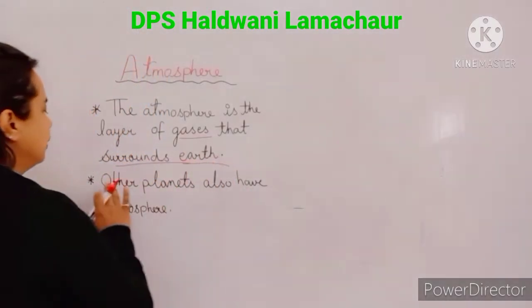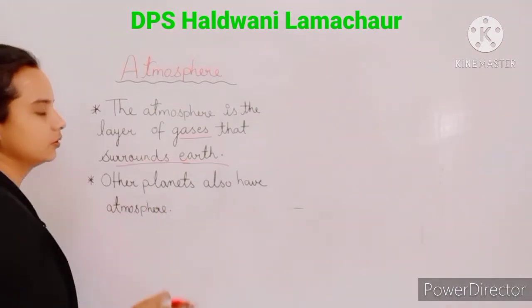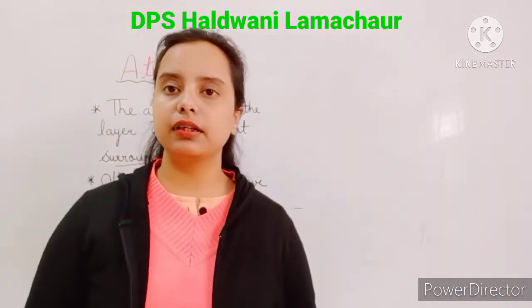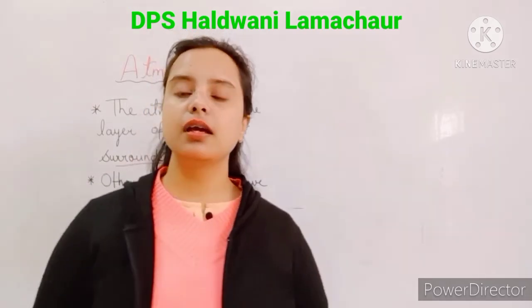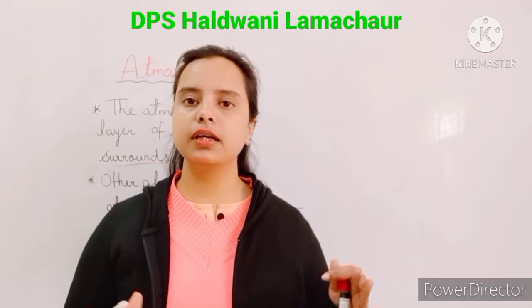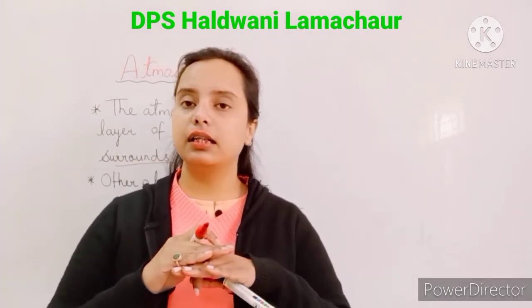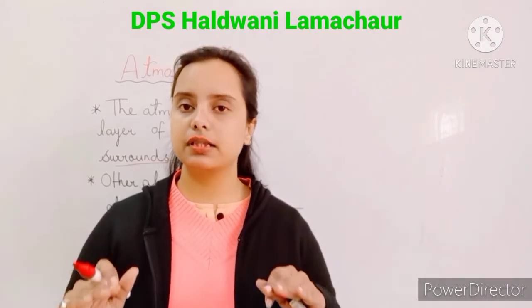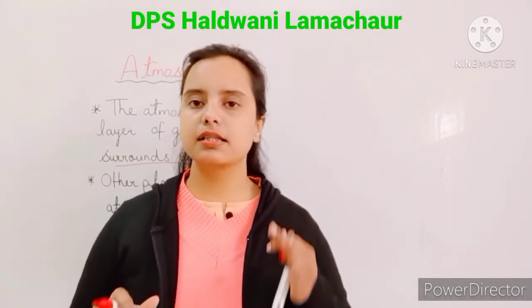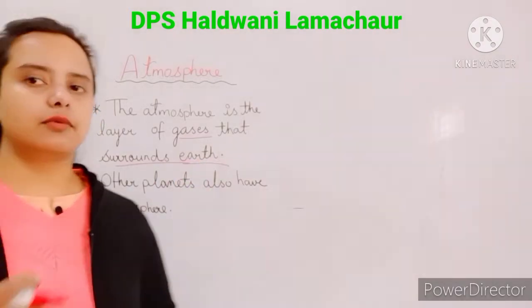Now other planets also have atmosphere. As the earth has an atmosphere, in the same way the other planets also have an atmosphere. The layers of different gases are also present in the other planets. So this is an atmosphere.